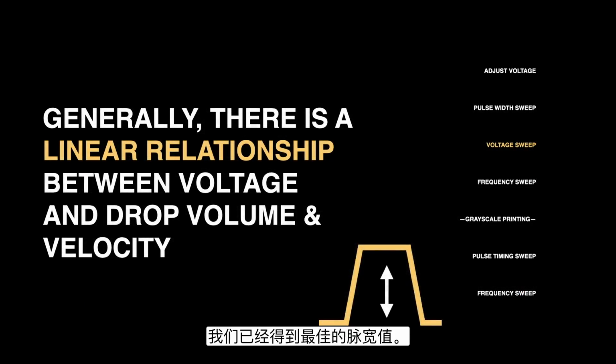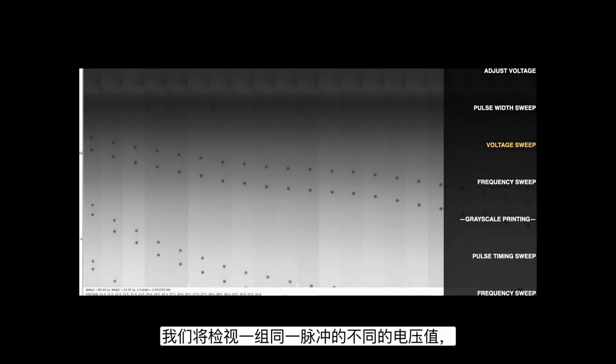So we've taken our optimal pulse width. The next step in our waveform optimization, once we found that pulse width, is to adjust the voltage or the amplitude of that pulse. Generally, there's a linear relationship, as we saw before, between the voltage and the drop volume. The higher the voltage, the faster the drop goes, but there's also an increased number of satellites. So again, we'll do a sweep through different voltages for that pulse and examine the results.